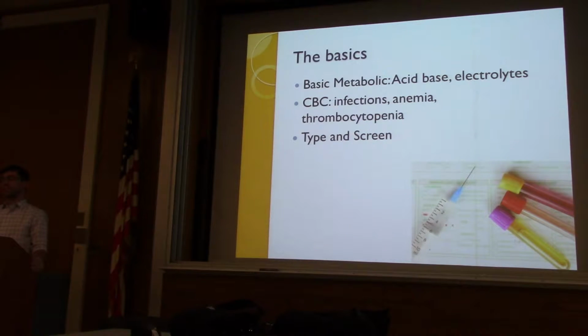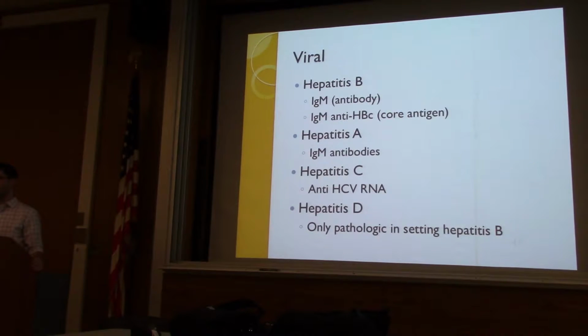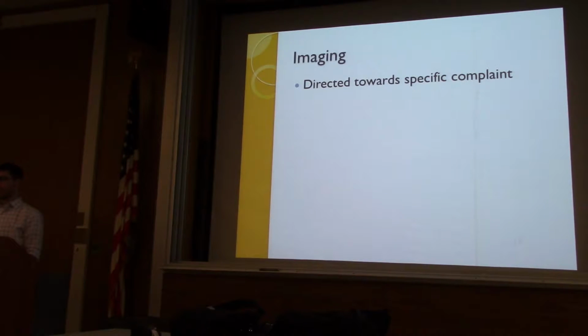And then just the basics: CBC, chemistry, looking for acid-base disorders and electrolytes. These people are at risk for thrombocytopenia and anemia, and get a type and screen in case they're going to bleed. And then the viral studies: for hepatitis B, IgM antibodies, core IgM is what you're really looking for. But what's important to realize is that for hepatitis C, it's going to be RNA, not antibodies. And then imaging depends on what the complaint really is.